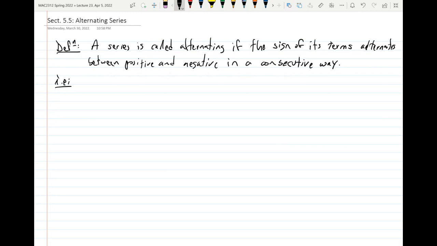Negative 1 to the n, where n is something that's increasing. When n is even, you get positive. When n is odd, you get negative, right? Now, sometimes we have negative 1 to the n or negative 1 to the n plus 1, and that depends on when you are starting.